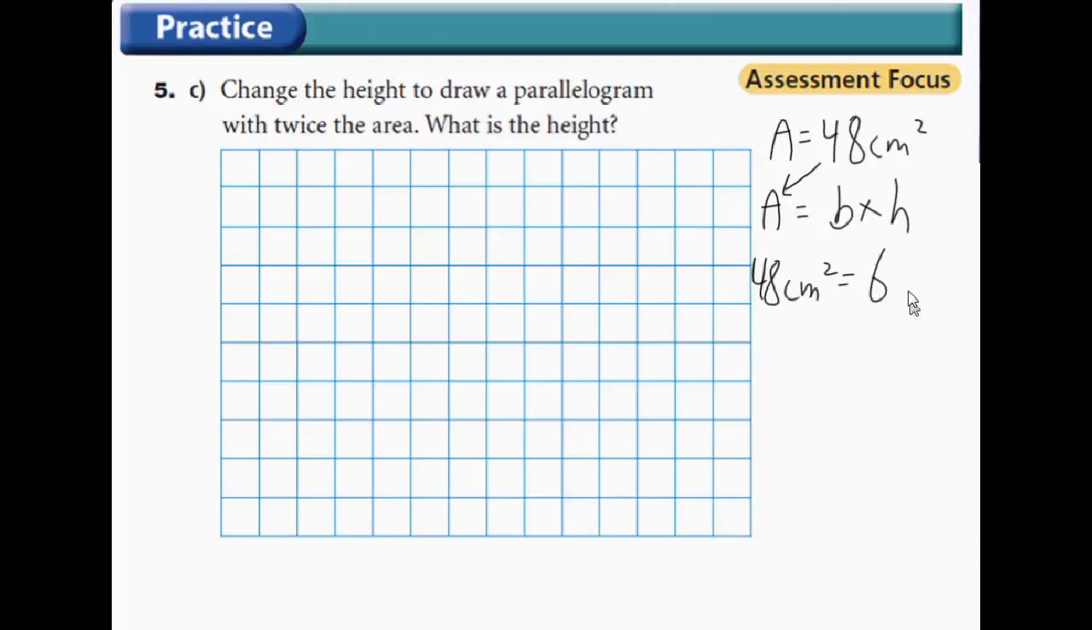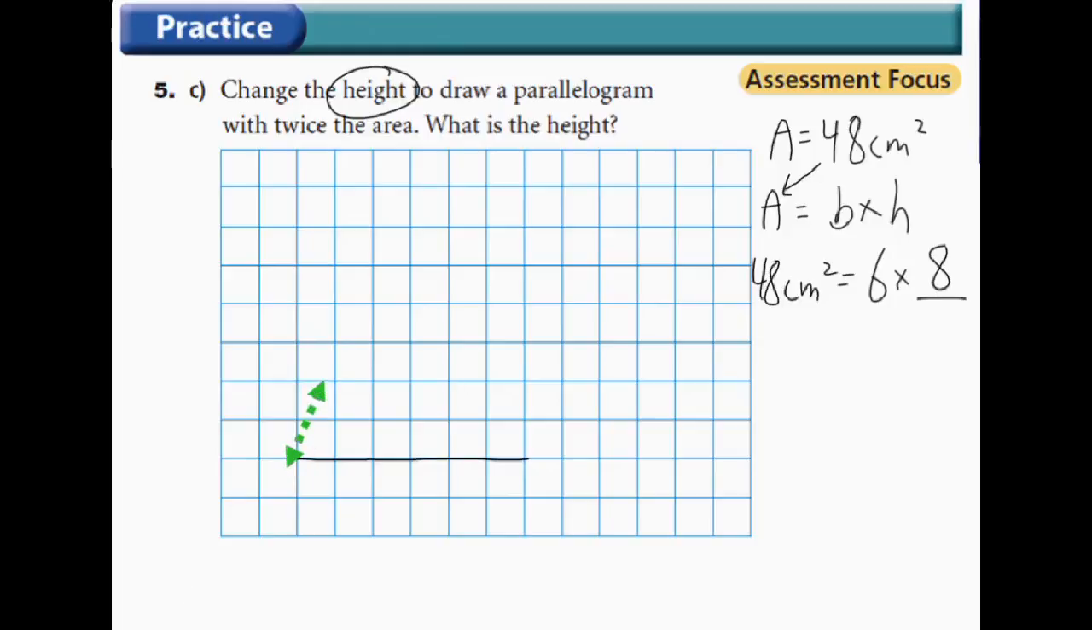Our base was 6, and they want us to change our height only. So 6 times what number is going to give us 48? Well, we know that's 8, and that makes sense because it has to be doubled. We found that when you doubled the base, we doubled the area. But also, if you double just the height, you're going to double the area. So here we go with the base of 6, 2, 4, 6, and a height of 8.